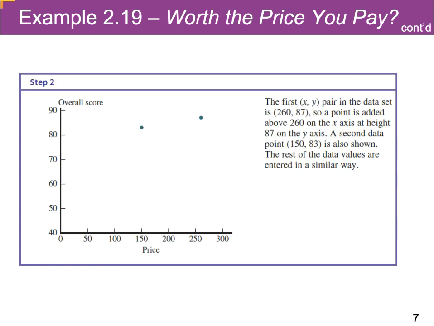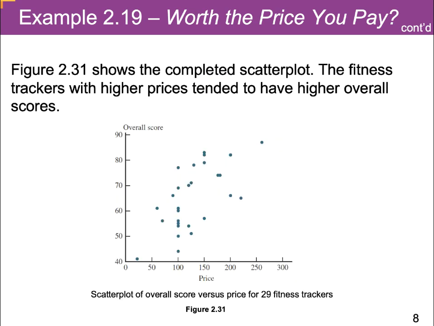So for each ordered pair, you would plot the point at the location that corresponds to the x value and the y value. So we see here 260 with a score of 87 is this dot on the right, and 150 for a price and a score of 83 is the second dot. And so you could go through your entire scatter plot, went too far. You can go through, draw the entire scatter plot with all of those points, or use technology. Don't do this by hand.